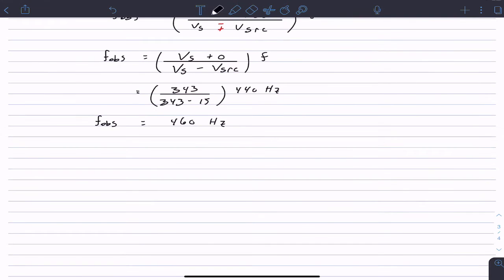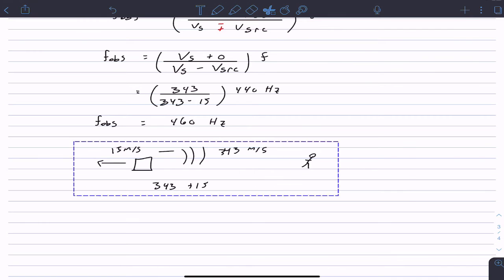And then likewise, if this thing is moving away, if this car is moving 15 meters per second in the opposite direction, and then someone is standing over here, the sound is still moving over here at 343 meters per second. So we add those up because now we have a gap. So we have 343 plus 15.